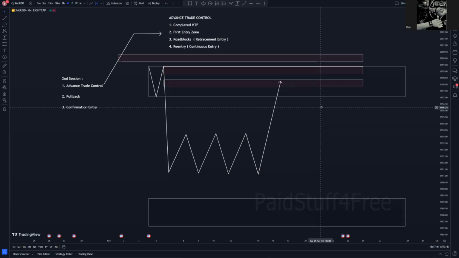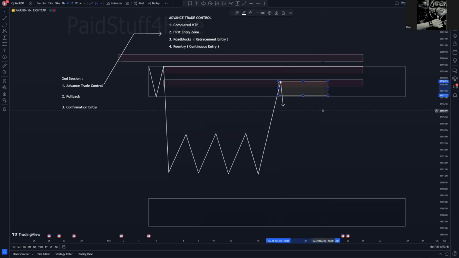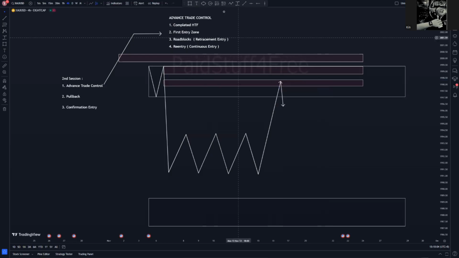The main reason why we use the first entry zone is we want to make sure that after the price creates the confirmation entry, the price will go down, and then we want the price to create the trade control. If there is no trade control, there will be a big possibility for the price to go up again to look for another first entry zone. For now, do you guys get it? Or do you want me to repeat again?